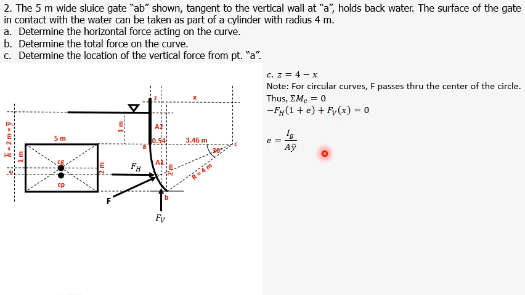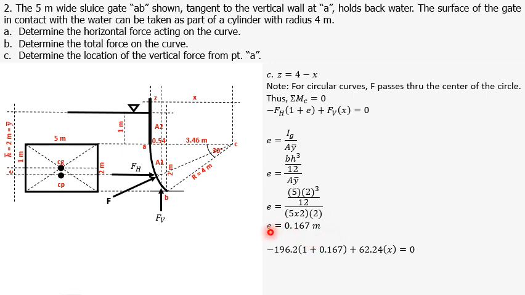So first, we solve for E, which is equal to Ig over A y bar. And the Ig, or the moment of inertia of our projected rectangle, is simply BH cubed over 12. And the area is base times height. Substituting, our base is equal to 5 meters and our height is 2 meters. And the y bar, which is equal to h bar, is equal to 2 meters. Therefore, E is equal to 0.167 meters.